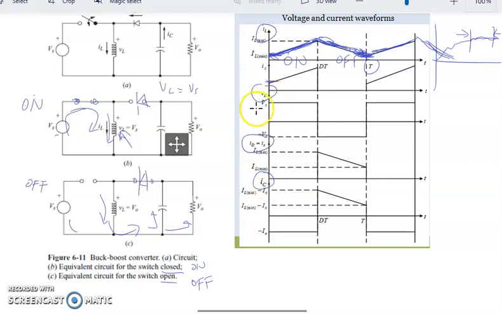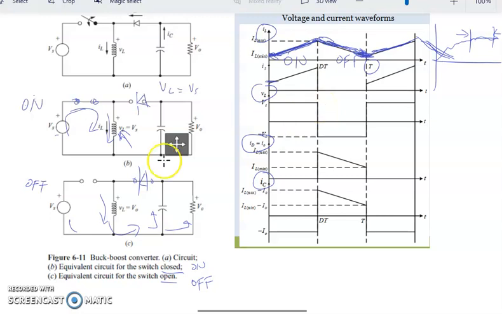So on the voltage of our inductor, from the inductor point of view, during switch on, the whole V source is applied to the inductor. So the whole V source is applied, so we have positive VL.